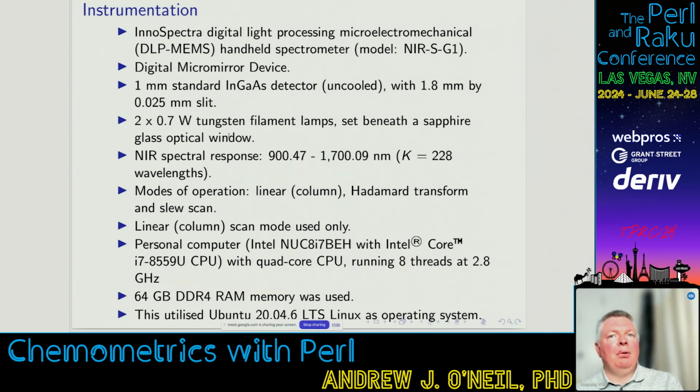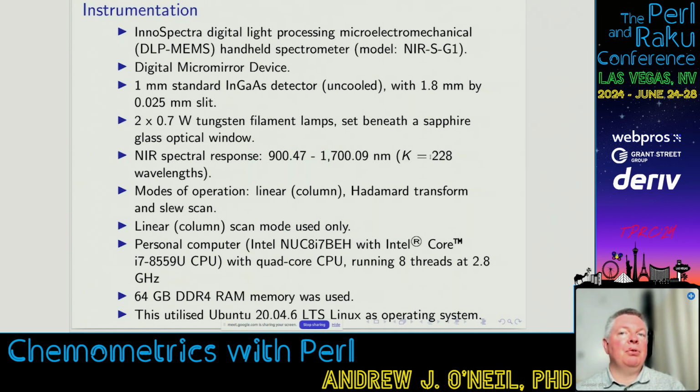So it should last quite a long time before those lamps need replacing. They're not user replaceable. The spectral response is typical of uncooled InGaAs, about 900 to 1700 nanometers, and it produces quite a respectable number of wavelengths as well.